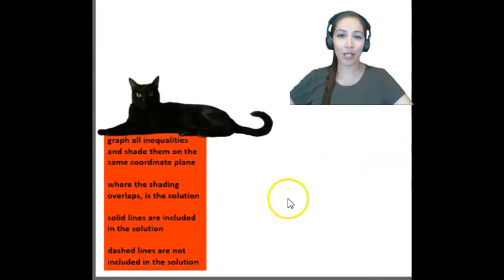My teaching assistant Chloe is here with her latest cheat sheet notes. First up, she wants you to know that when you are graphing inequalities, graph all the inequalities and shade them on the same coordinate plane. Where all the shading overlaps, that is the solution. If you have any solid lines, those are included in the solution. If you have dashed lines, those are not included in the solution.